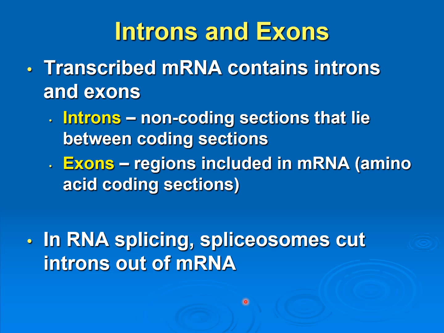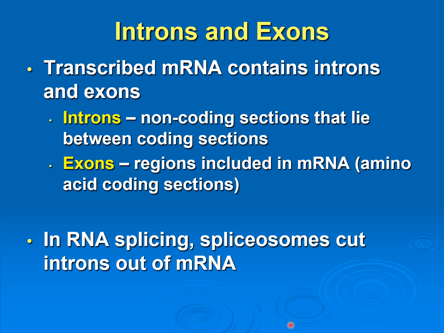Okay, another idea that you may not know about is that in our messenger RNA, we have introns and exons. The introns actually do not code for anything, and they're going to lie in between the exons on the messenger RNA. So the exons actually do code for the amino acids. The exons got their name from expressed sequences, and introns are intervening sequences.